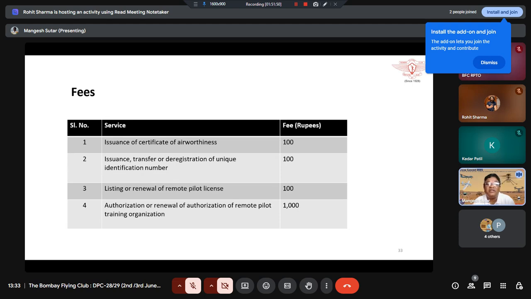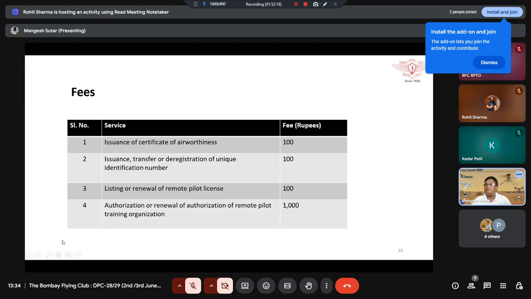Earlier this fee was ranging from 3000 to 5000 to 25,000 rupees. Now this has been changed completely under the Drone Rules 2021. Very simplified. From 25 forms, we now have only 5 forms. From 25,000 rupees of fees, now we pay only 100 or 1000 rupees. That's it. It is so simplified in the new Drone Rules 2021.